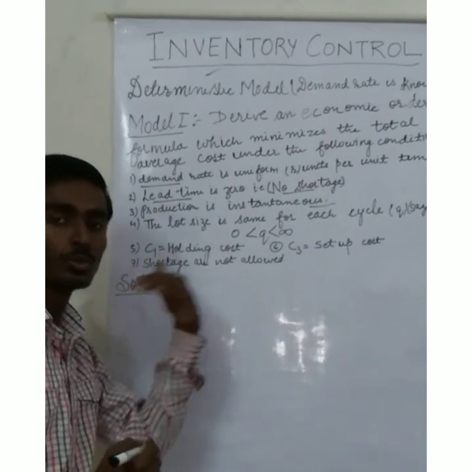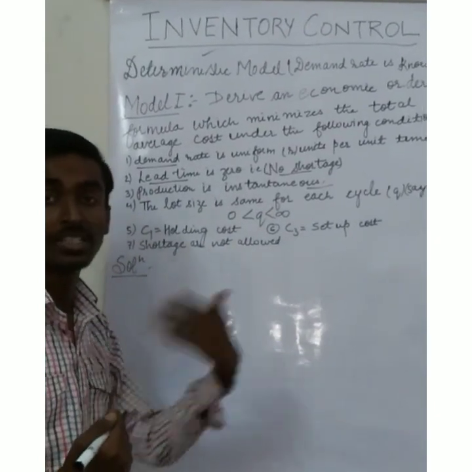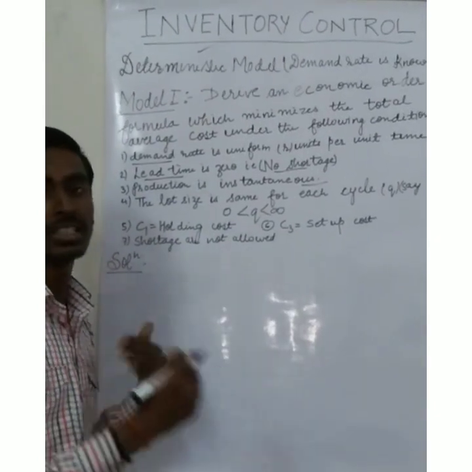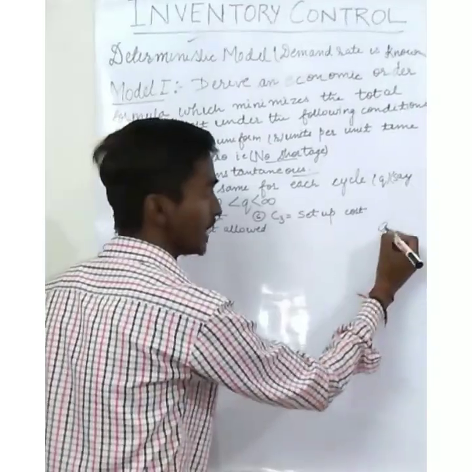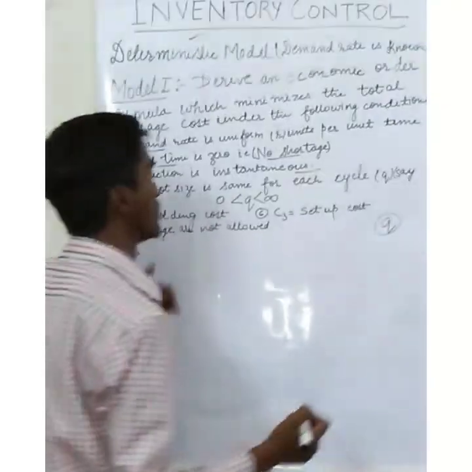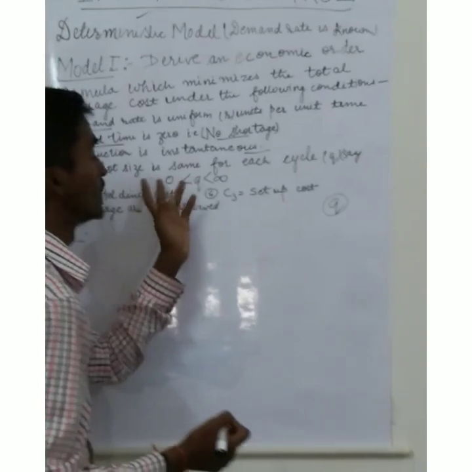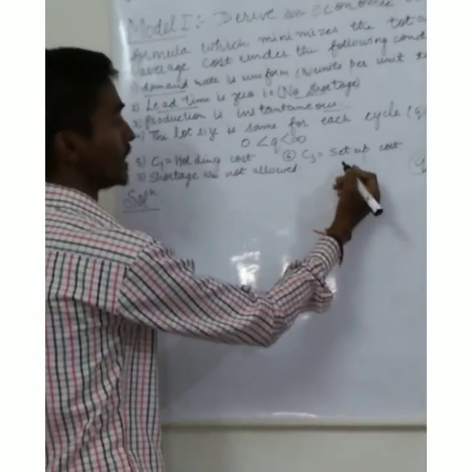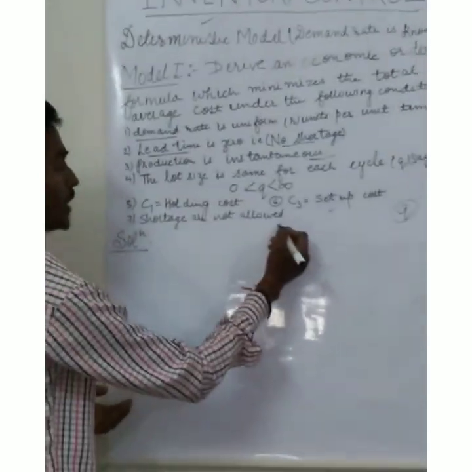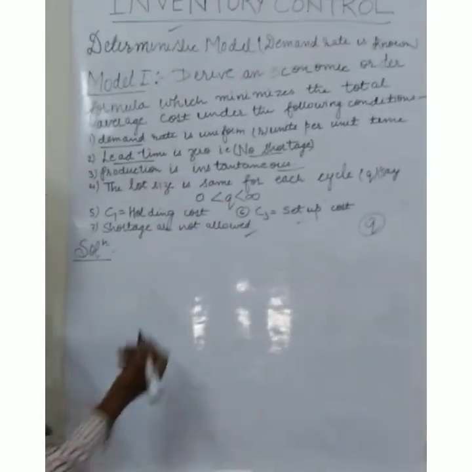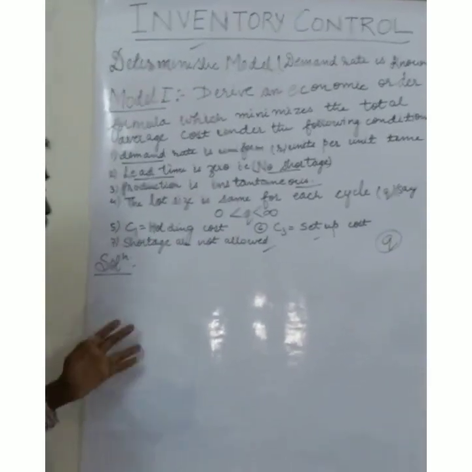Suppose you are going for many production runs, many cycles. In each cycle the lot size is the same. So in this question we say the lot size is Q, which is the same for each and every cycle. C1 is the holding cost, C3 is the setup cost, and shortages are not allowed, which is also discussed here. So we will start the derivation.